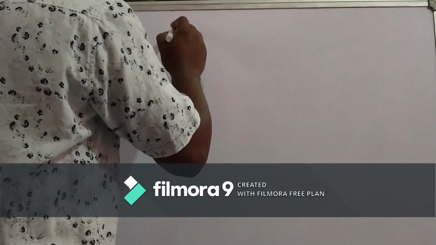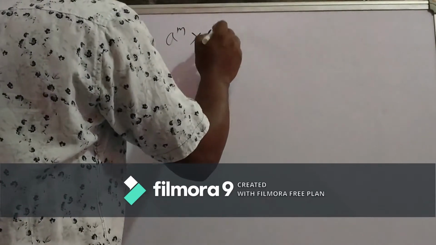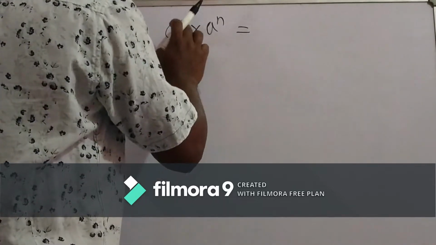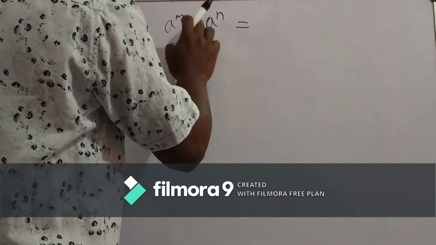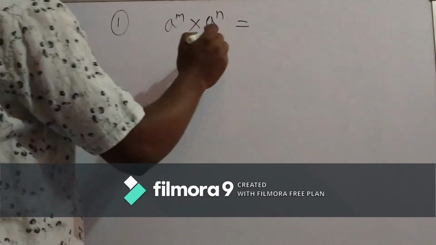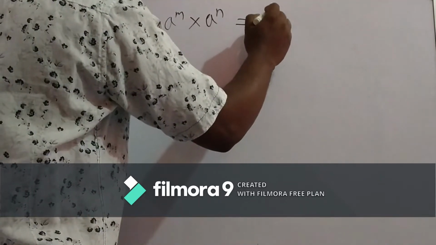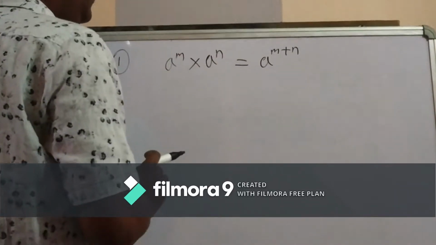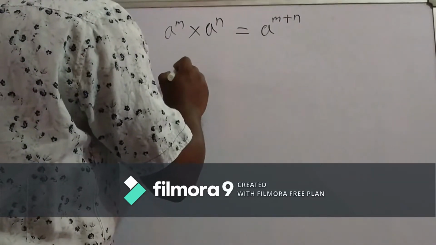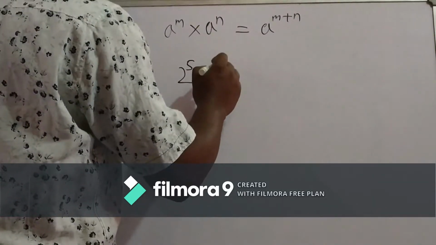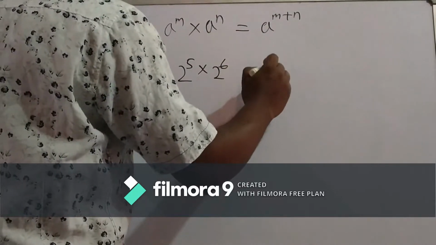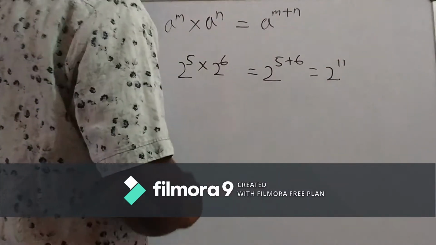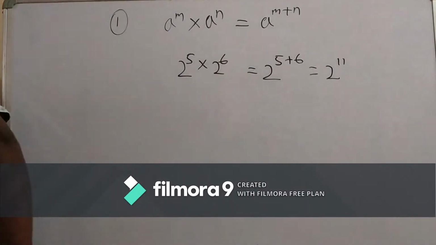So suppose a to the power m into a to the power n. So here the base is the same and it is multiplied. A to the power m multiplied with a to the power n. In exponential form we can write a to the power m plus n. If it is multiplication, the power must be added. For example, 2 to the power 5 into 2 to the power 6. So we can write it 2 to the power 5 plus 6. So it will be 2 to the power 11. So this is the first formula.